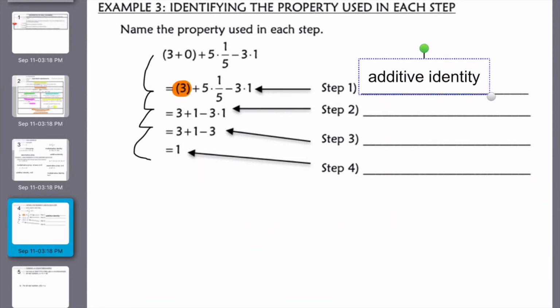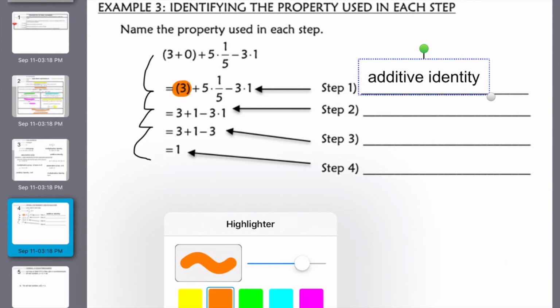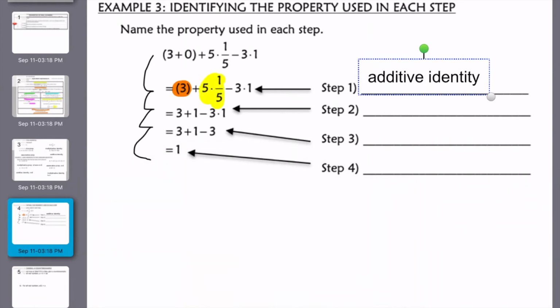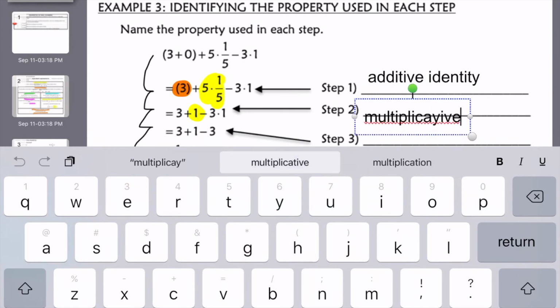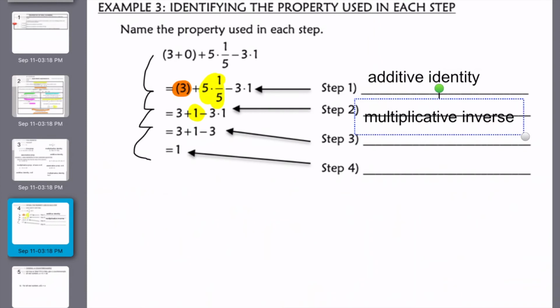Let me move that up. For the second step, I see that they got rid of this 5 times 1/5 and just made it 1. This is going to be the multiplicative inverse. Multiplicative. Oops. Why are you not working? That's not nice. Multiplicative inverse. And we can move that up.